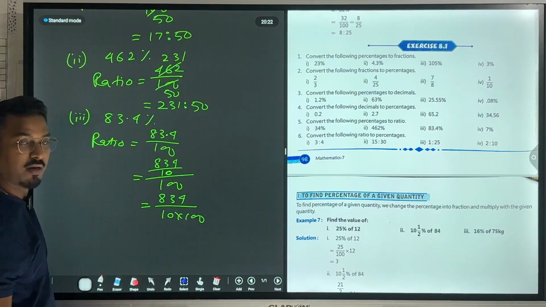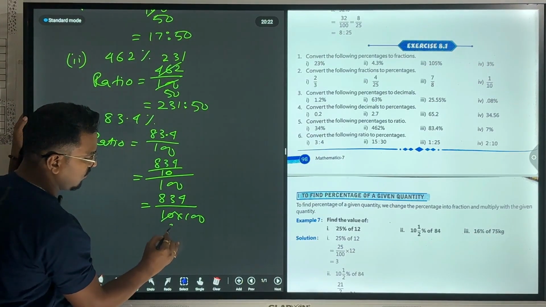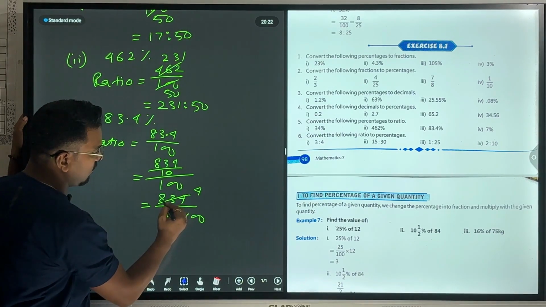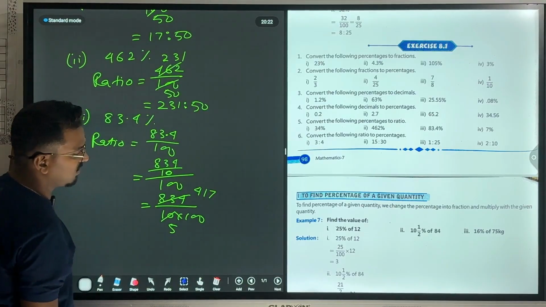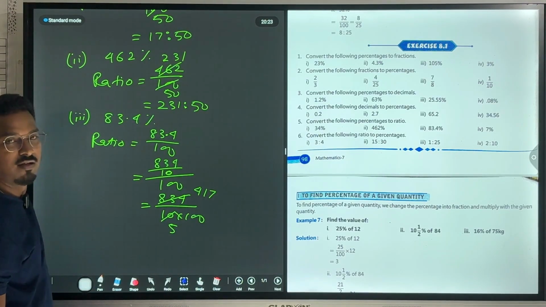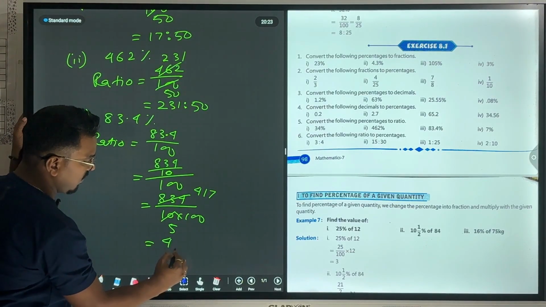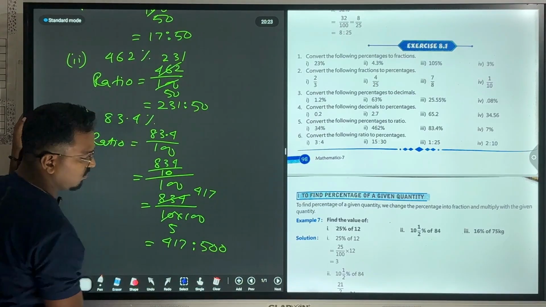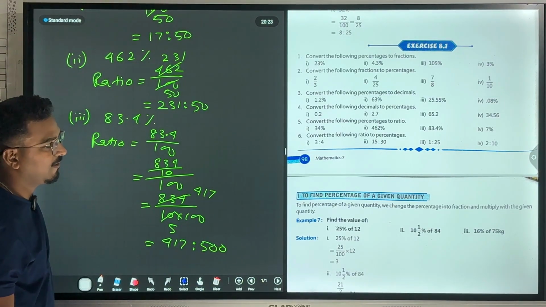Can you cancel by 2? Yes, we can cancel by 2. So 2 5s are 10, 2 4s are 8, then this is 1 and this will become 7. It will become 417. Can you cancel any more? No, we cannot cancel. So what will be the ratio? 417 and 5 into 100 is 500. So the ratio will be 417 is to 500. Okay.